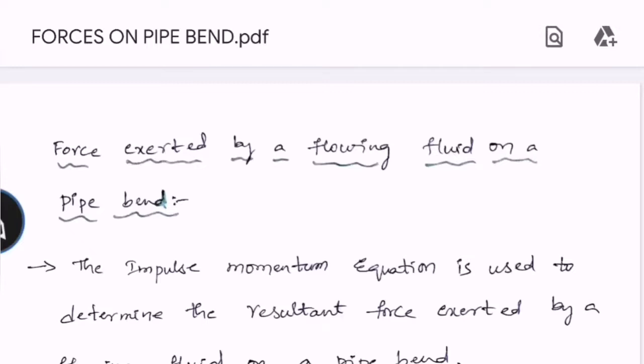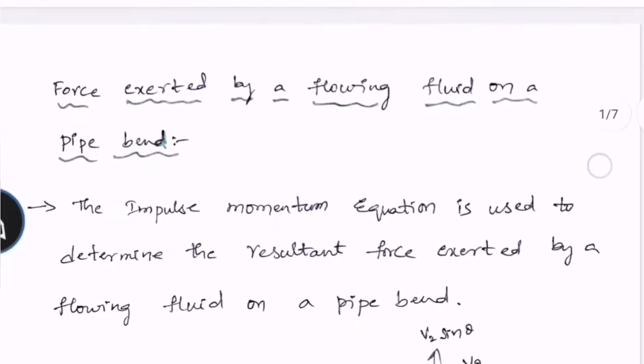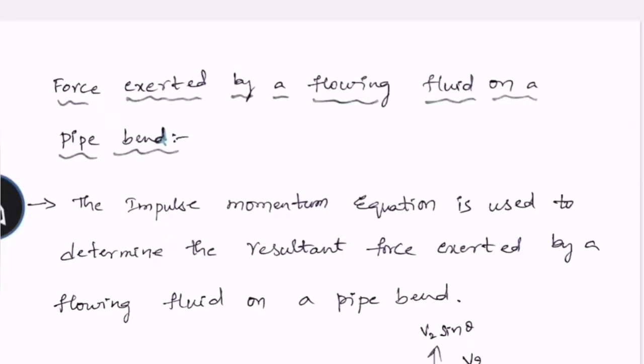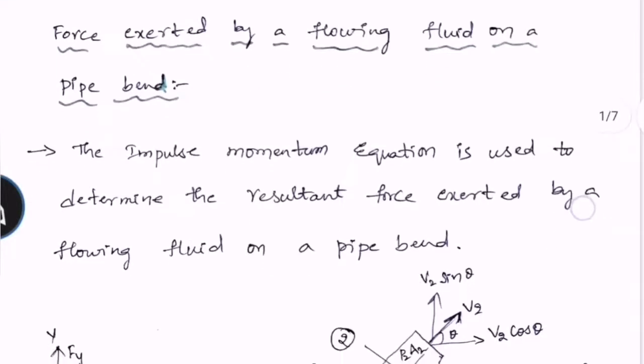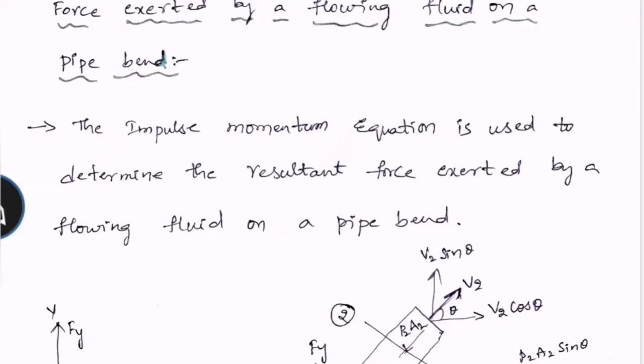In this video, I am going to explain a topic: force exerted by a flowing fluid on a pipe bend. In short, it is also called forces on pipe bend. So to find the force that is exerted by the fluid on a pipe bend or a bent pipe, the concept we use is the impulse momentum equation. The impulse momentum equation is the combination of force and also momentum.